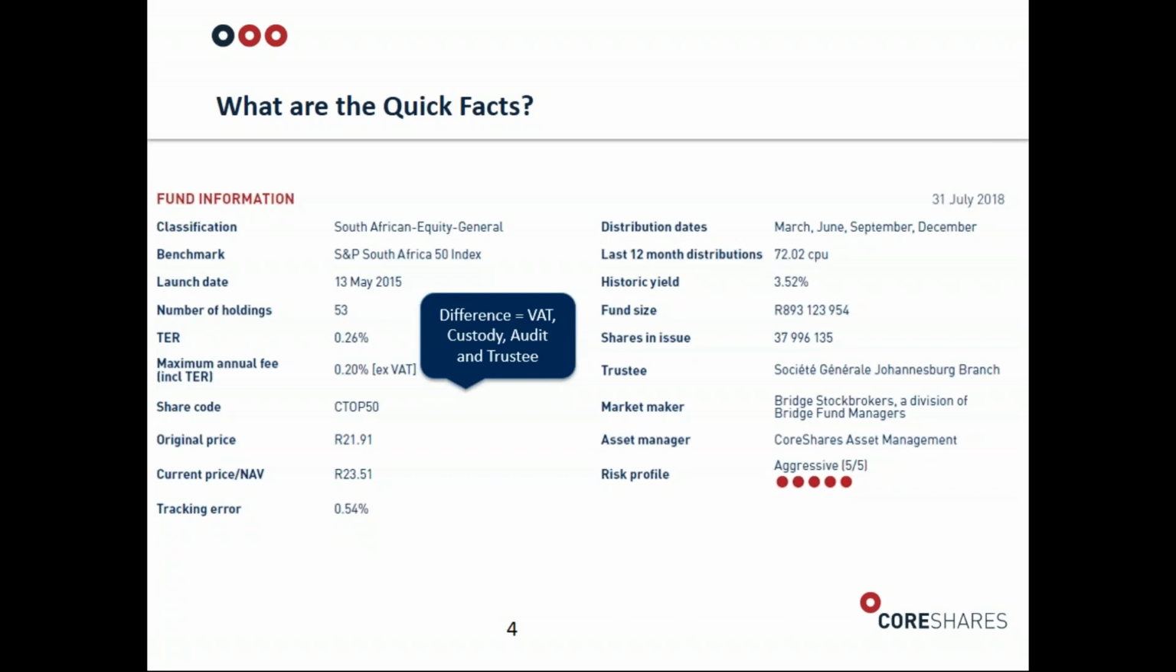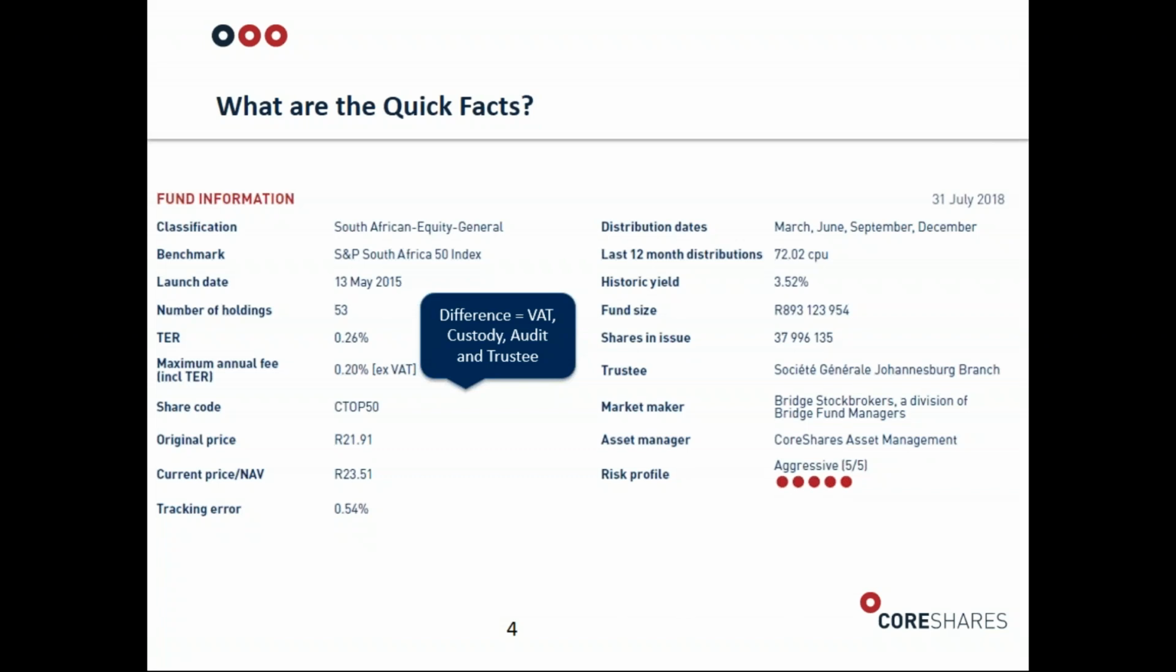The next thing is the share code. So that's what you're going to tap into your Easy Equities platform to try and find the security. And then, as I said, a lot of the stuff is quite self-explanatory. So original price, current price, etc. Tracking error is a bit of a challenging one for a lot of investors to get their heads around.